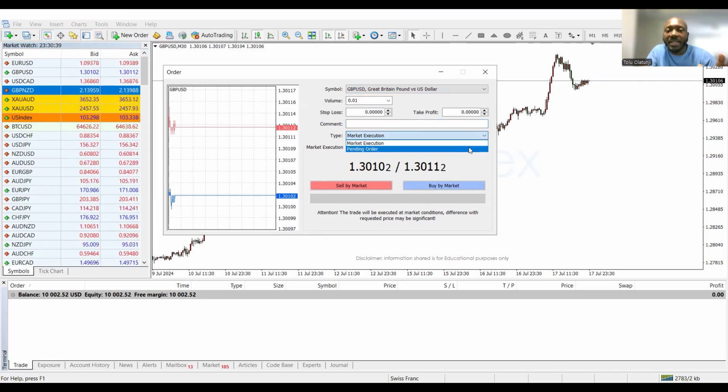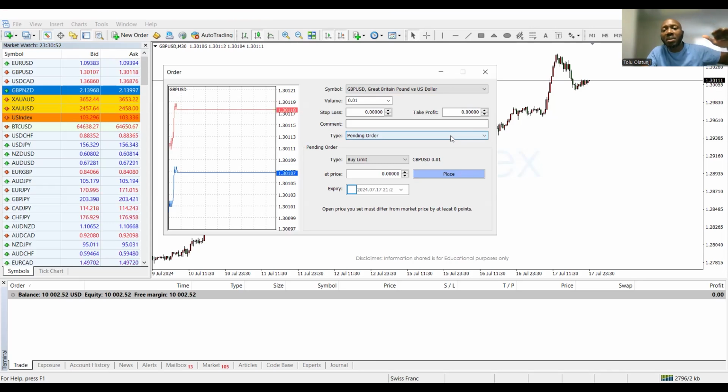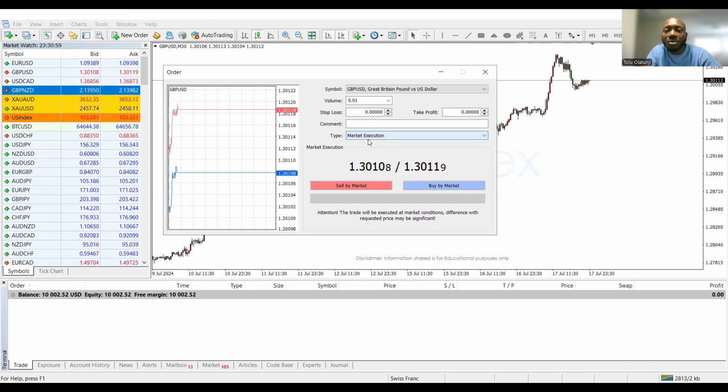Type: we have market execution and pending order. Market execution simply means that you are placing the trade right now, while pending order means that you are placing the trade for a future time, so that it triggers at a future price. When it comes to market execution, this here is the price to sell, and this here is the price to buy. And that's why we could either do eeny, meeny, miny, moe, and click on buy.